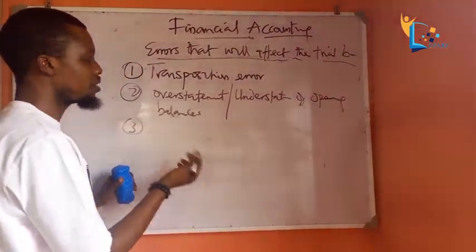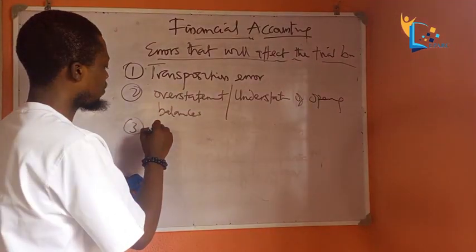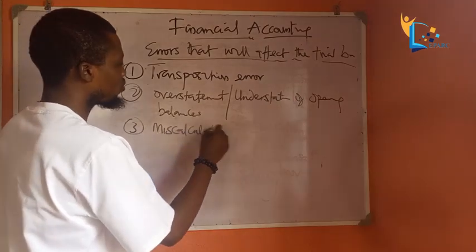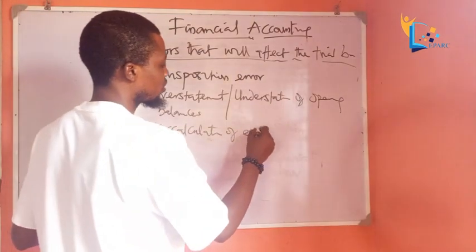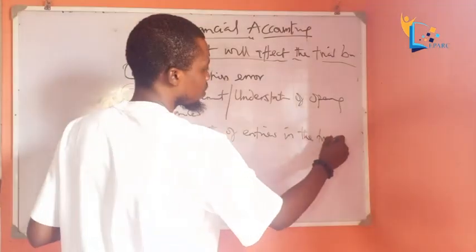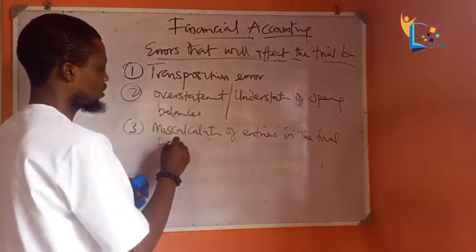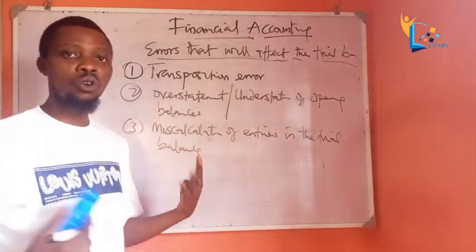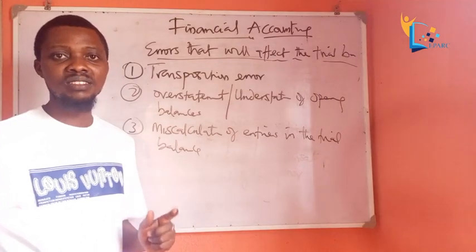Then we have maybe misposting or miscalculation. Let's use miscalculation of what? Of entries in the trial balance. Miscalculation of entries in the trial balance. It will also affect your trial balance. Are we together?